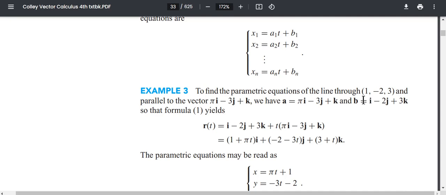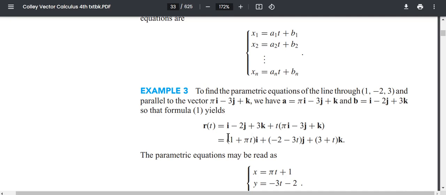So b is the point, so it's 1, -2, 3. It comes out to this, and the vector is here. And so we can write the vector form like this: r equals, this part is b, and this part is a. And then we can collect the coefficients of i, j, and k.